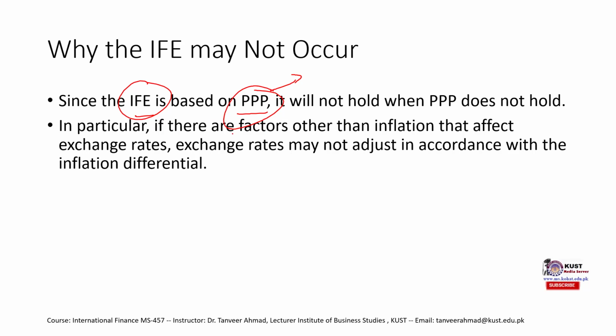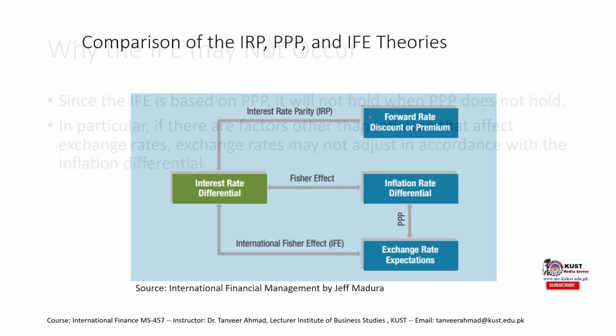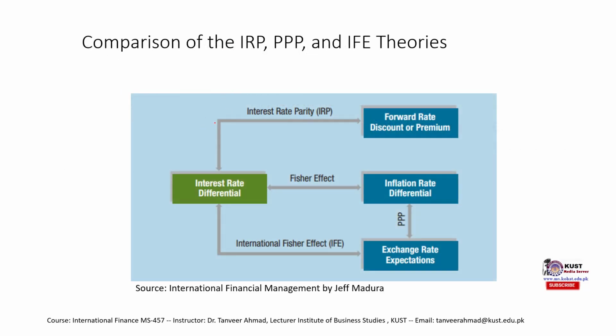In particular, if there are factors other than inflation that affect the exchange rate, it may not adjust accordingly with the interest rate. If you remember in the previous video, I discussed the idea of confounding factors. There are other factors that would affect the exchange rate, and it's not just the interest rate. So if interest rate is causing an upward pressure on the currency, then there might be other factors that would be causing a downward pressure on the exchange rate. Okay, this is a chart from the textbook of Jeff Madura.